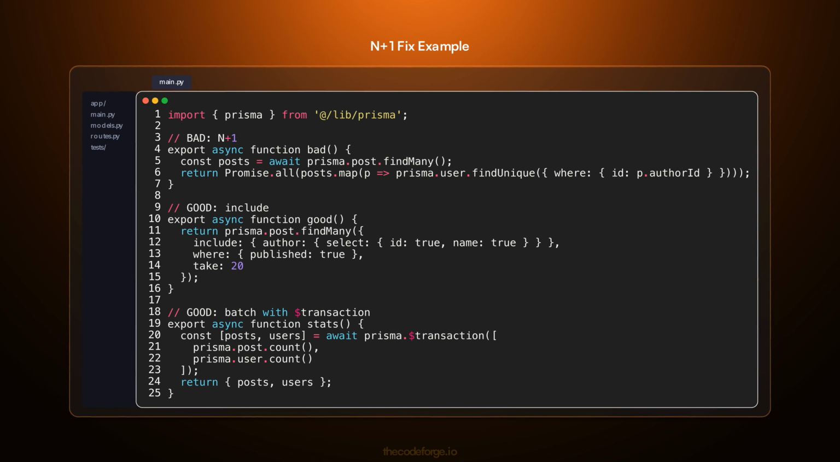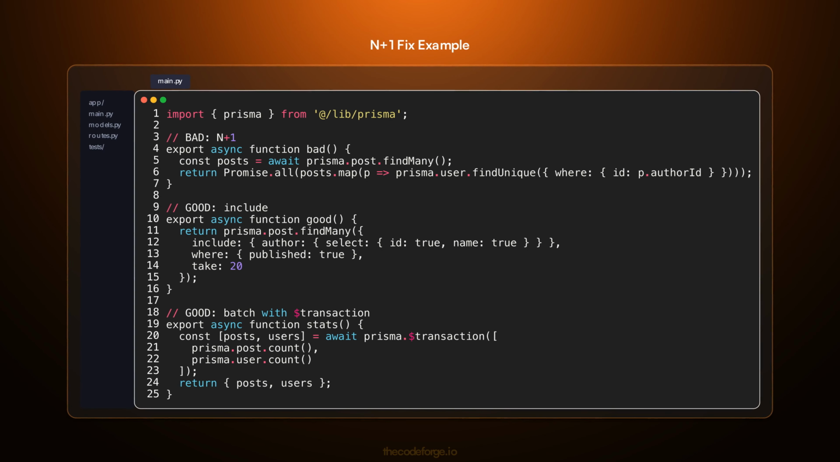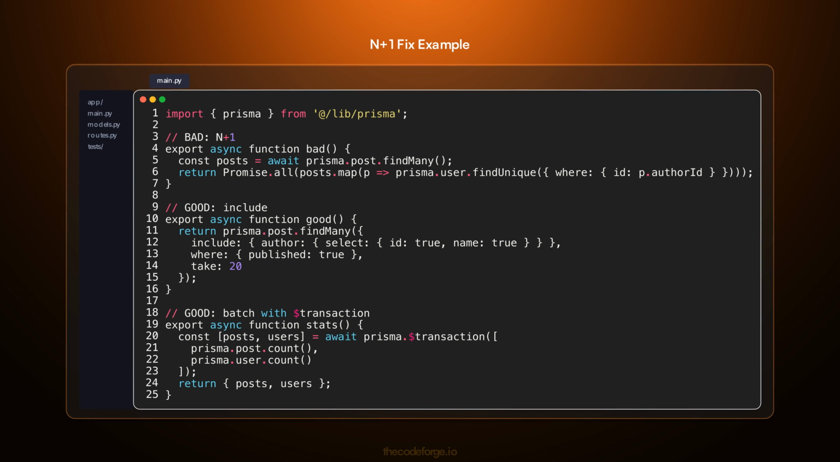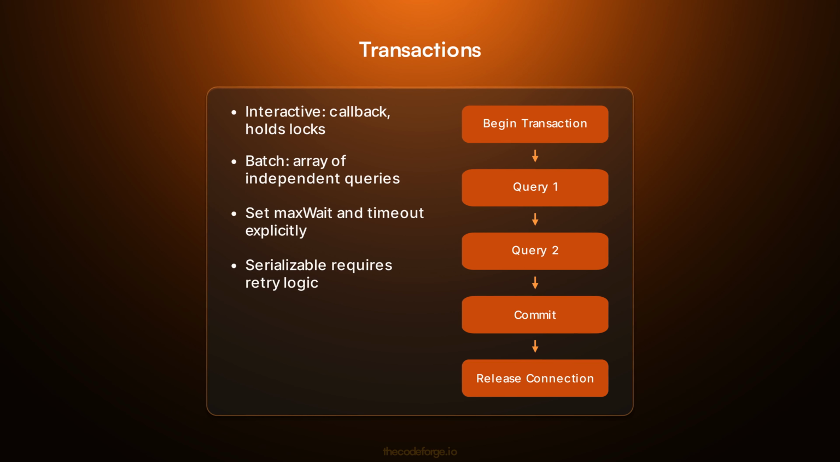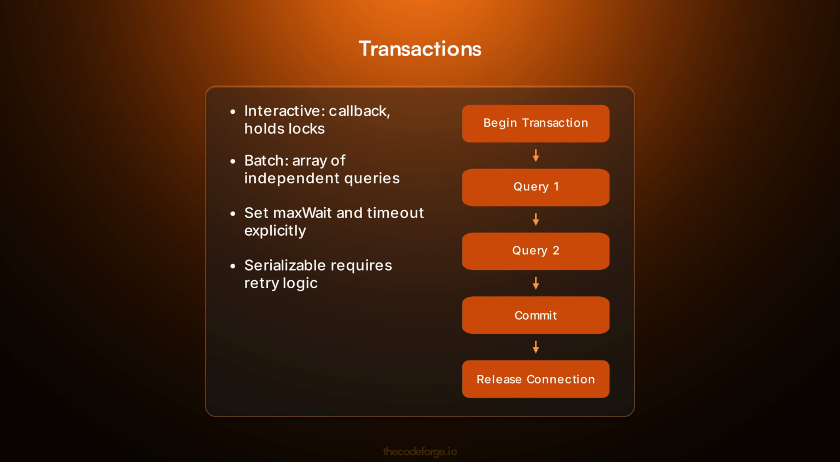Here's the N+1 problem and its fix. The bad version fetches all posts, then loops to fetch each author individually. The good version uses include to eager load the author relation in a single query. For independent queries like counts, use $transaction to batch them. Prisma offers interactive transactions, callback, and batch transactions, array.